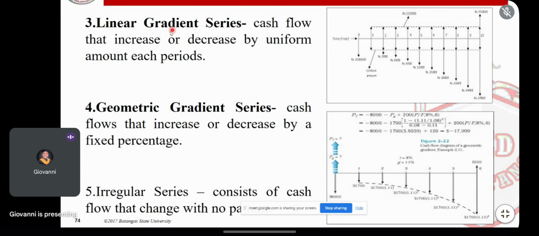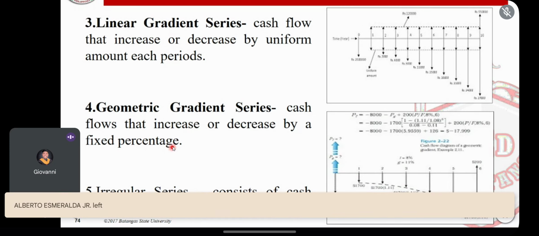So, for linear, uniform amount ang increase natin. Then, for geometric gradient, uniform percent or fixed percentage ang ating increase. Okay?